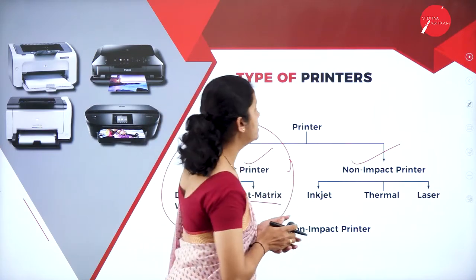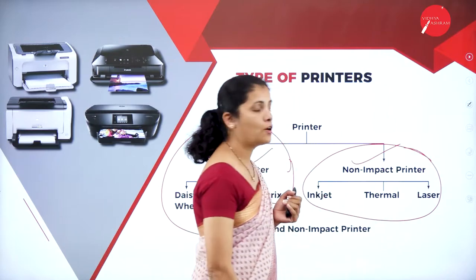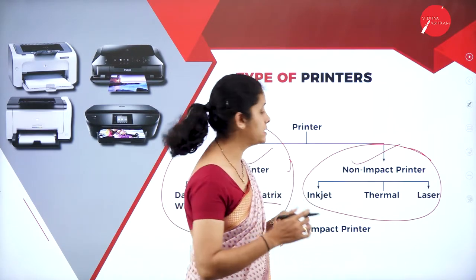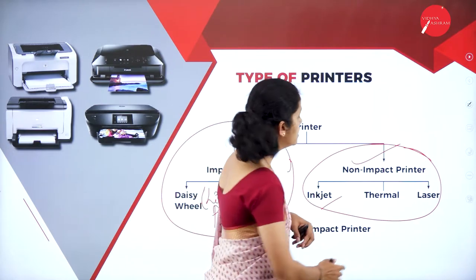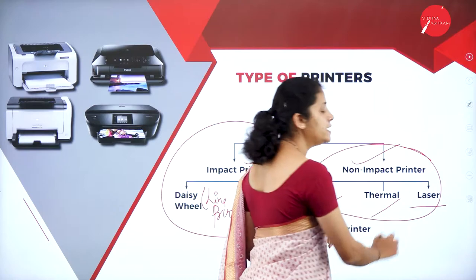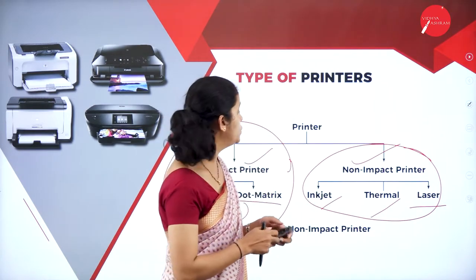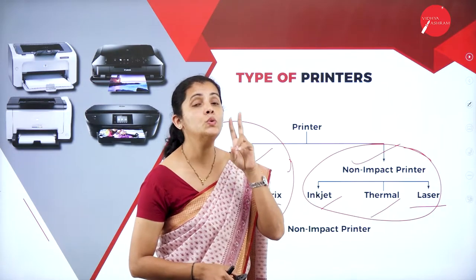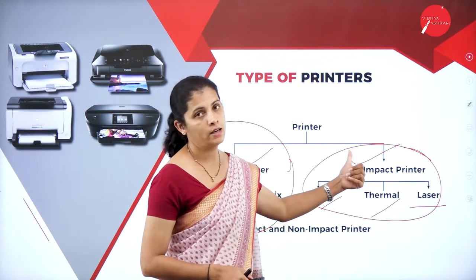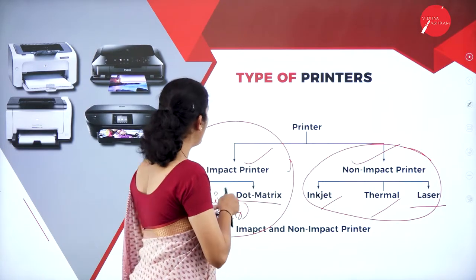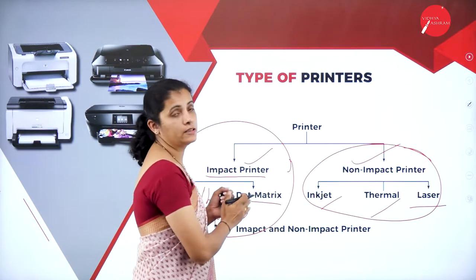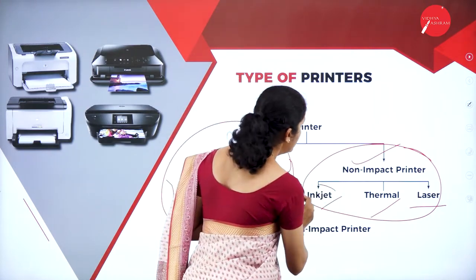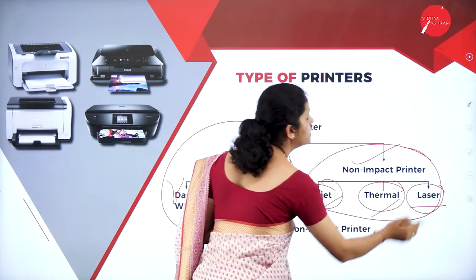And in my next session, I'm going to discuss what is non-impact printer and the characteristics of non-impact printer. Along with that, I'm going to discuss what is inkjet printer, thermal printer and laser printer, and where we can use inkjet, thermal and laser printers. So dear student, just remember that there are two types of printer, impact printer and non-impact printer. Examples of impact printer are line printer and dot matrix printer, and examples of non-impact printer are inkjet printer, thermal printer and laser printer.